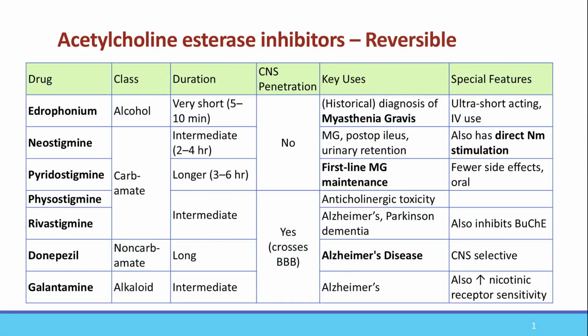Reversible inhibitors allow controlled enhancement of cholinergic transmission. Drugs like neostigmine and pyridostigmine are primarily used in myasthenia gravis, improving neuromuscular transmission. Physostigmine crosses the blood-brain barrier, making it useful in central toxicity, while drugs like donepezil are designed specifically for central nervous system effects in Alzheimer's disease.